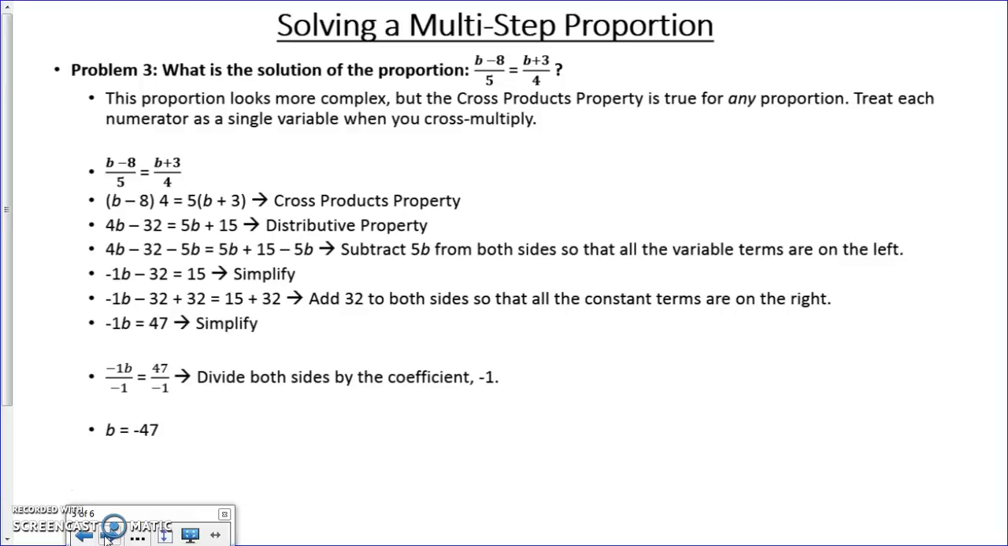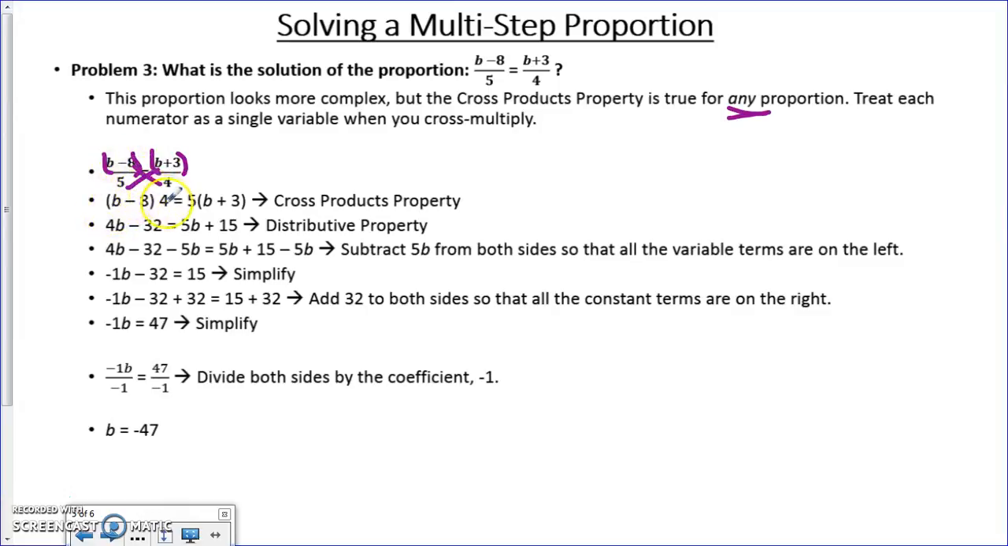Problem 3. What is the solution of the proportion b minus 8 over 5 equals b plus 3 over 4? This is a multi-step proportion, just like we saw with multi-step equations. We started with one-step, two-step, and then went to multi-step equations. Same thing with proportions. But the cross products property is true for any proportion. It works for anything. Treat each numerator as a single variable when you cross multiply. So think of b minus 8 as one quantity and b plus 3 as another quantity. So we are going to cross multiply.